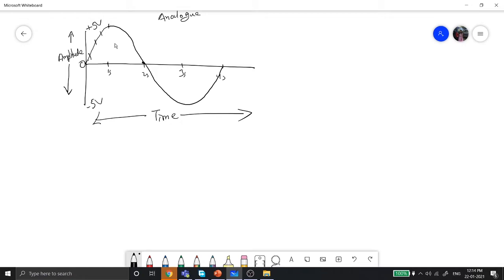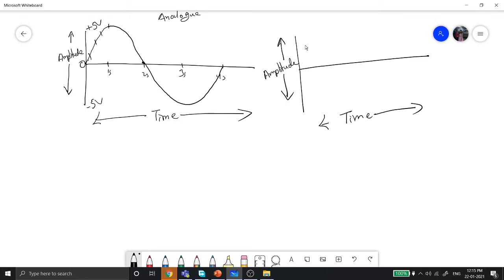But in a digital circuit, let me draw another graph here. Same thing. This is time, and this is amplitude. Most of the science students will know what amplitude is. This is 5 volt, this is minus 5 volt, this is 0, 1 second, 2 second, 3 second, 4 second, and so on.